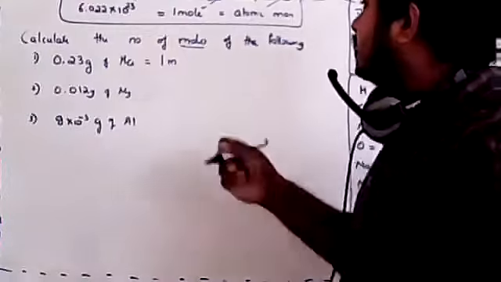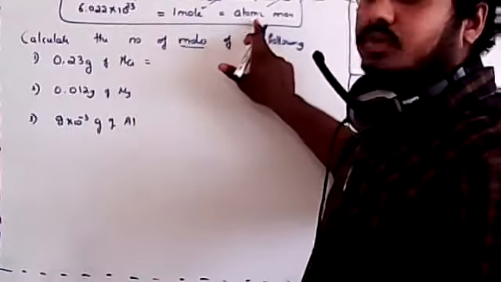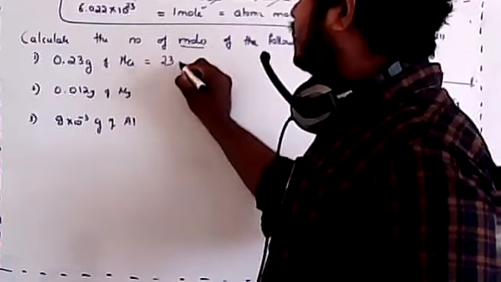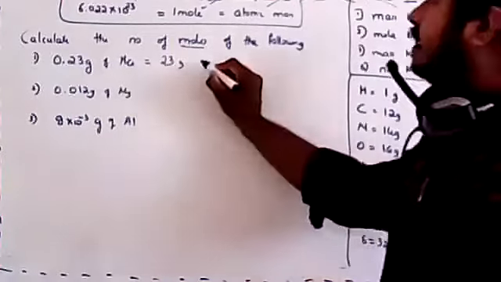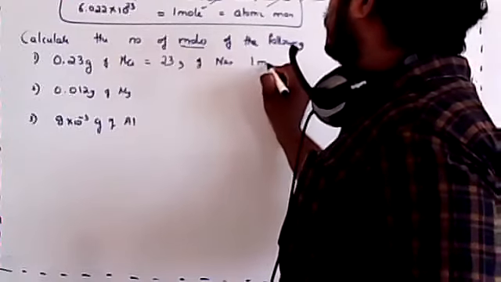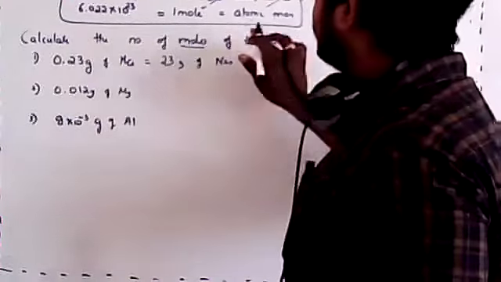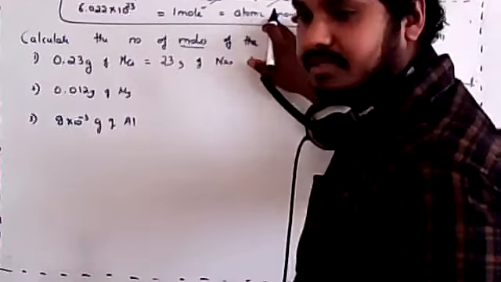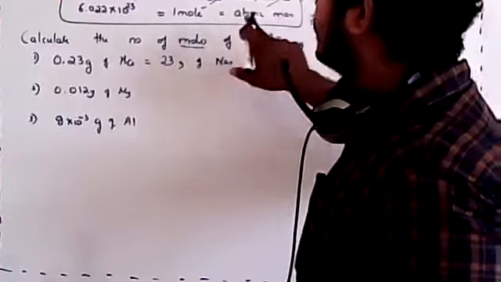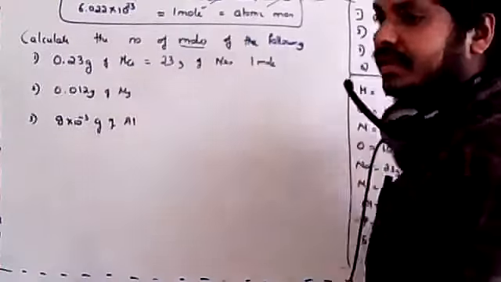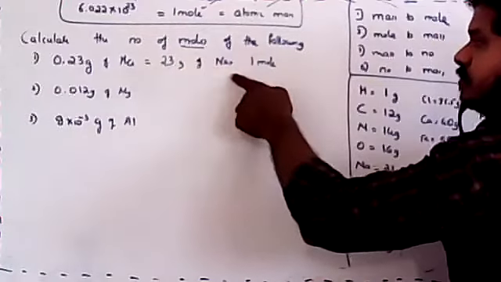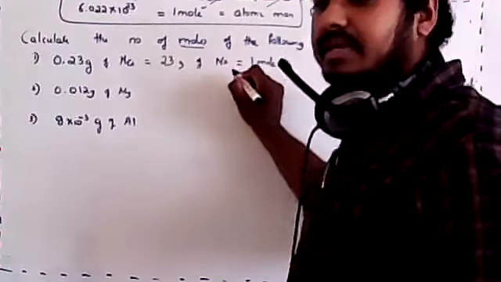See, I'll show you how it is done. Atomic mass of sodium. What is atomic mass of sodium? 23 grams. It's written here. 23 grams of sodium is equal to 1 mole. How? Because anything, if you take its atomic mass, it will be equal to 1 mole. So therefore, I've written 23 grams of sodium will be equal to 1 mole. Is that clear?